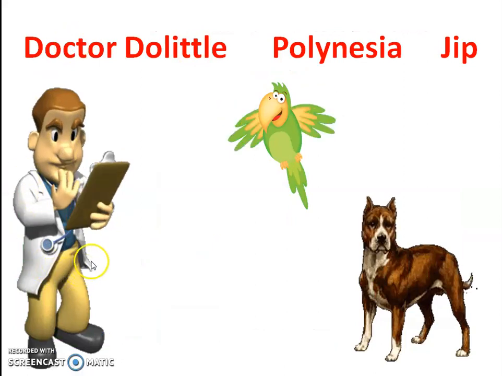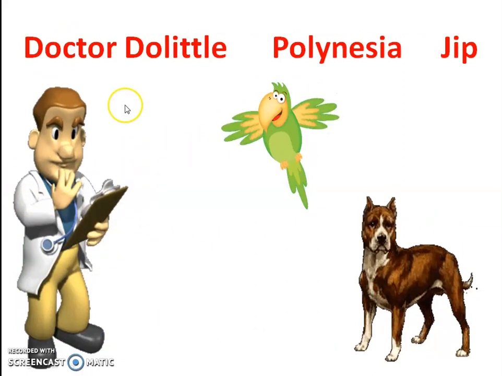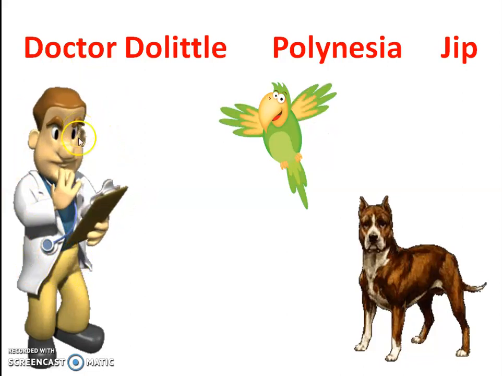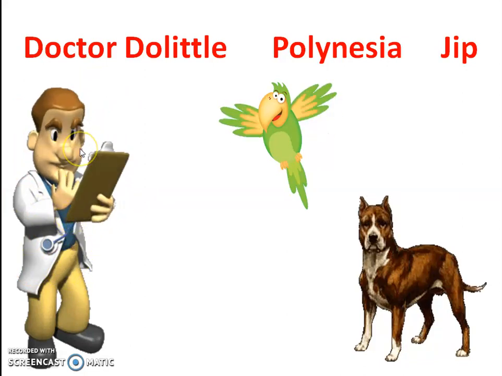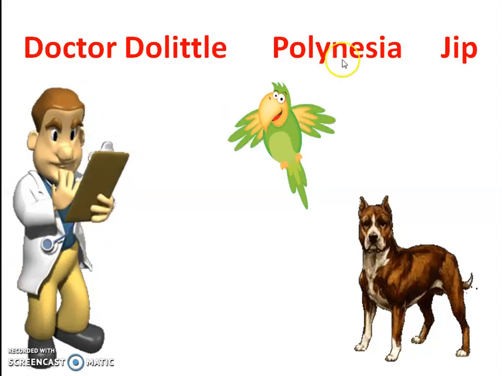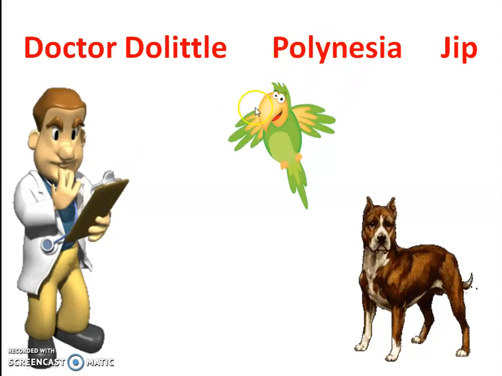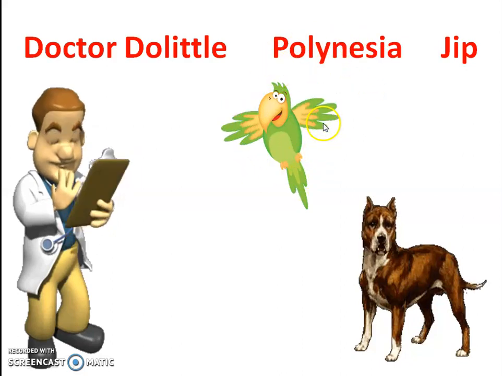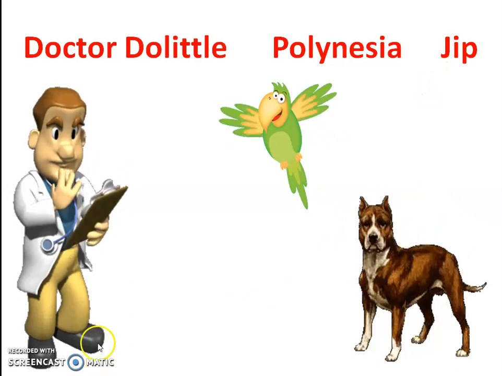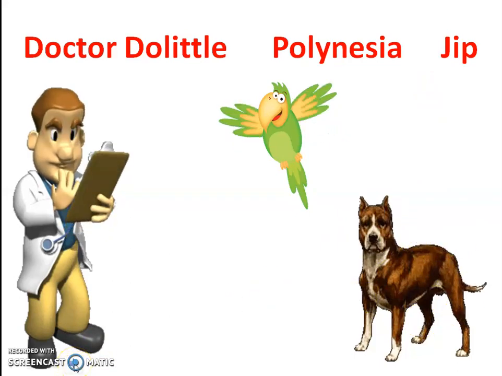Okay, there are three major characters. First, Dr. Dolittle. Dr. Dolittle is a people's doctor, but afterwards Dr. Dolittle becomes an animals' doctor. Then Polynesia. Polynesia is a parrot. And Jip. Jip is a dog. Now we will start our lesson.